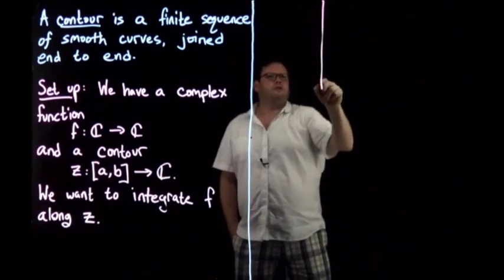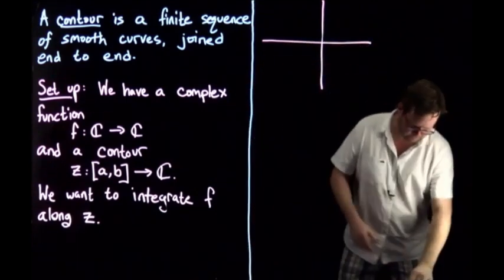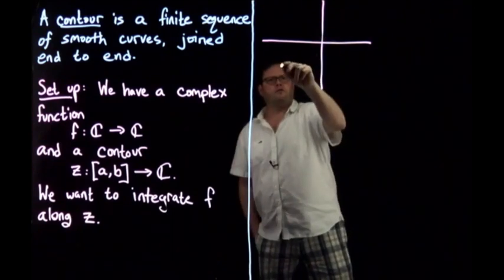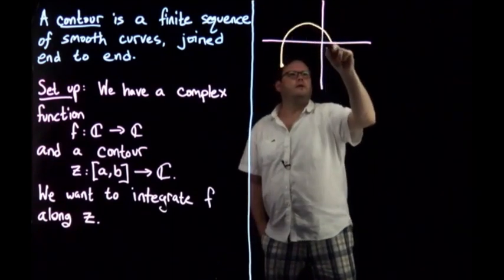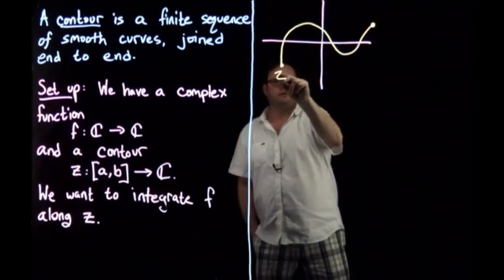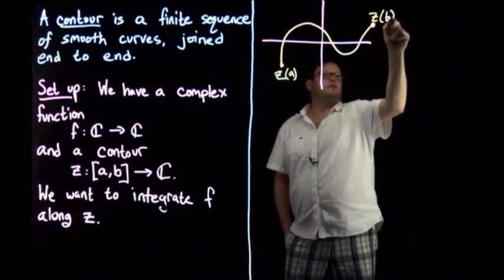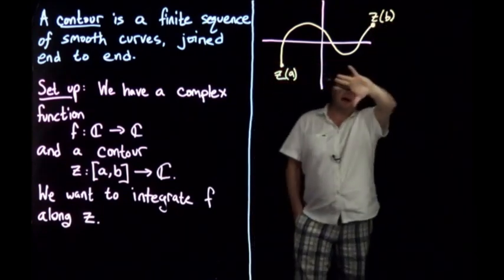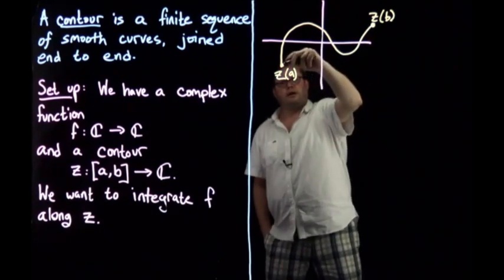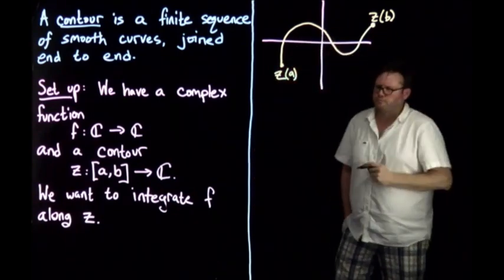So in terms of a picture, there's our complex plane. And let's say that our curve starts here and goes up here. So this would be the point z of a. This would be z of b. Now f just kind of lives around here. And what we want to do is integrate f's values along this curve.